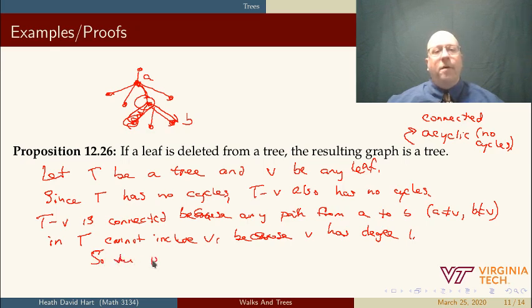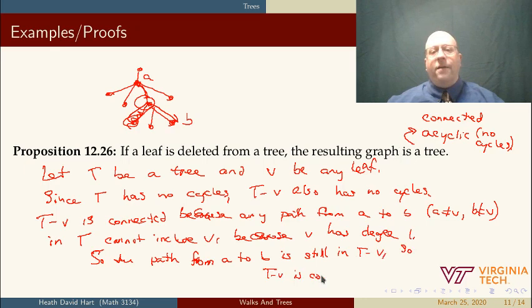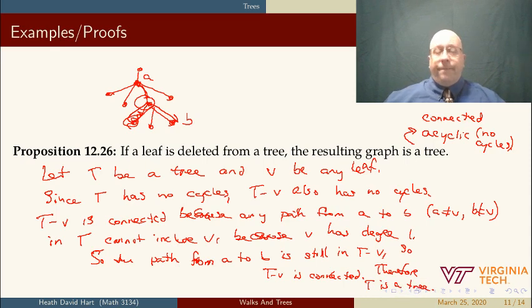So the path from A to B is still in T minus V, and therefore the graph is a tree. And so T minus V is connected. So we showed that it has no cycles, we showed that it's connected, therefore it is a tree. All right. We're almost done. Hold on.